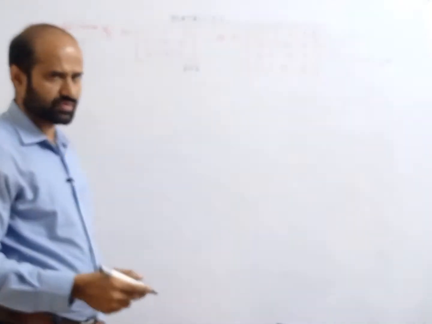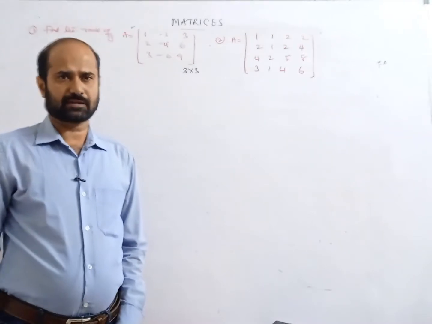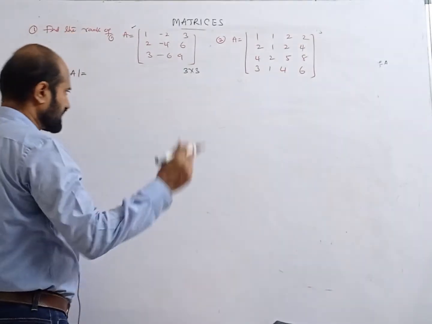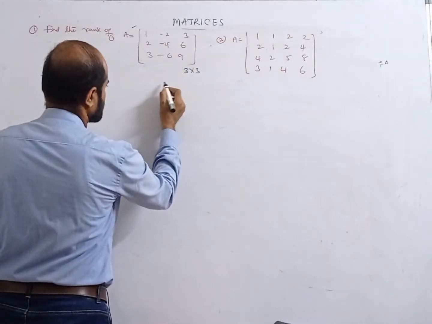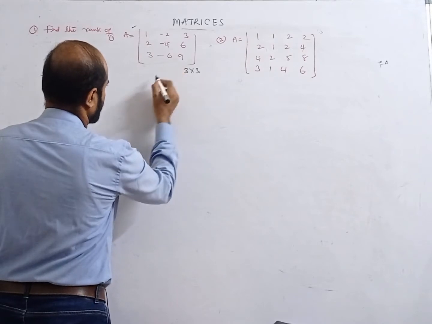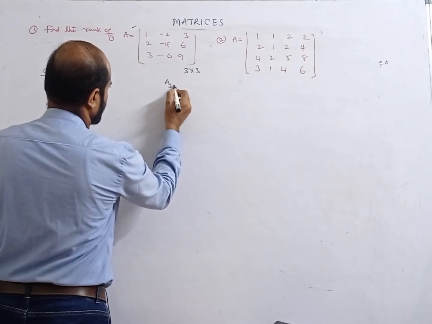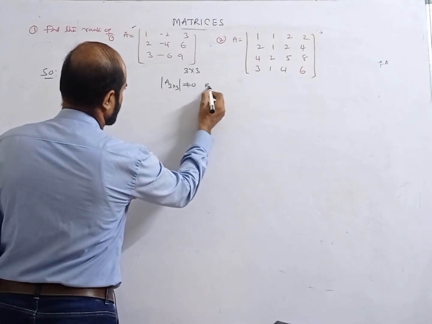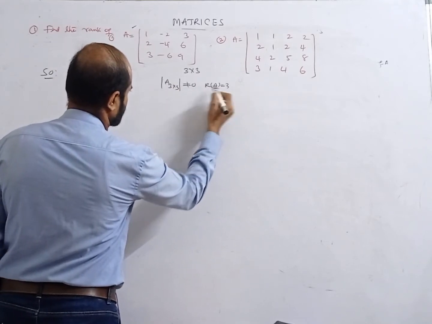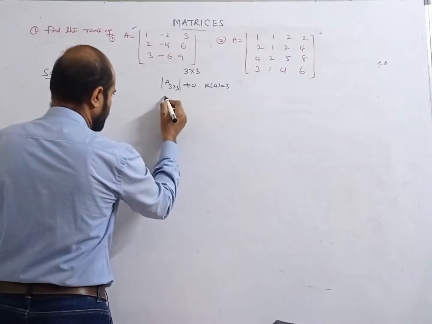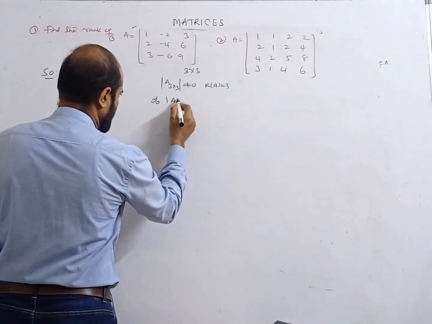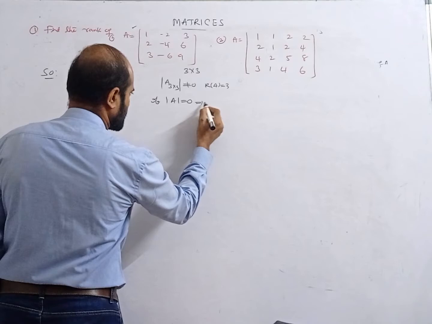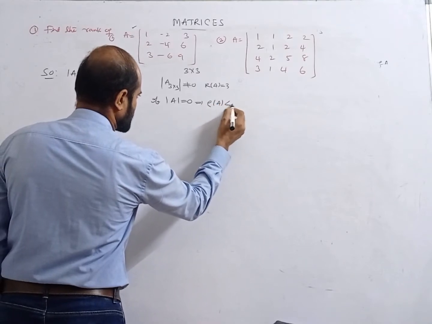Already in the previous videos we discussed what rank is, but I will explain once again. Rank means, if A is a matrix of 3 by 3 order and the determinant of A is not equal to 0, then the rank of the matrix is 3 only. If the determinant of A is equal to 0, then the rank of this matrix is less than 3.